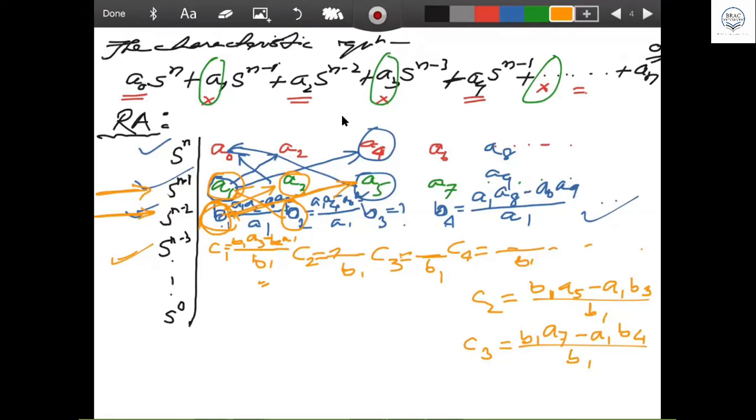Okay, this is C3. You can get the C3, you can get the C2. Now C4. What will be the C4 on the top? Can anyone voluntarily tell? B1. Okay, B1 A9, good, minus A1 B5, divided by B1. So this way, actually, the C row can be calculated.